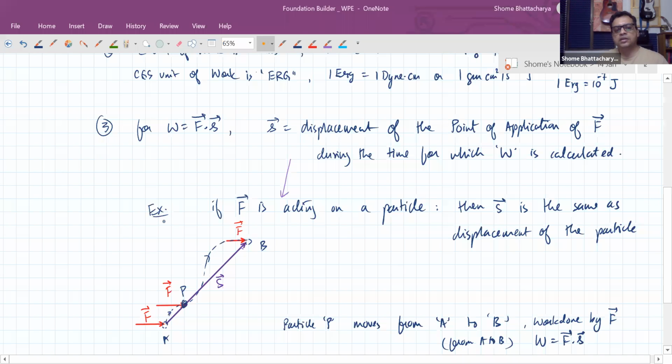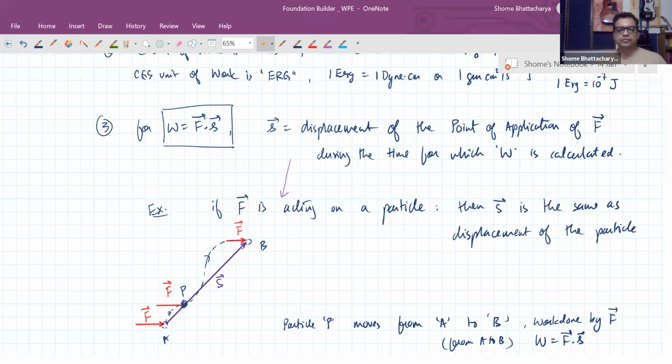Okay, yeah, Hitanju, I'm coming to all that. This is just one example. So if the force is acting on a particle, then the displacement that we're talking about in the definition, W is equal to F dot S, that's the same thing as the displacement of the particle itself.